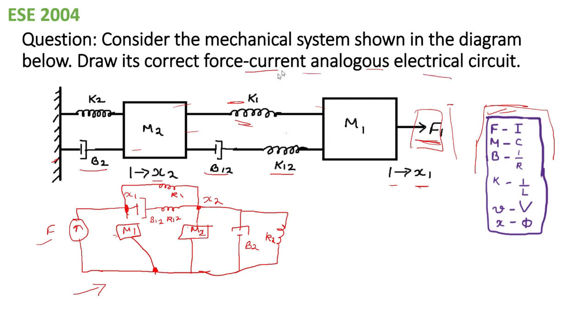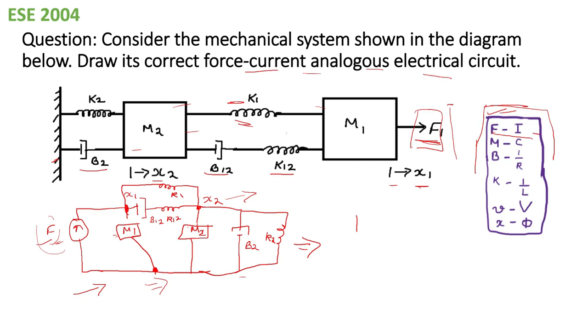So now this is your equivalent nodal diagram, and now you have to draw its force current analogous electrical circuit. So here you have two options. Either you write its equation from here and then convert it using this analogy and then draw its equivalent diagram, or you just replace the mechanical terms with their electrical equivalent terms, because we all know that the nodal diagram and force current analogy diagrams are almost the same.